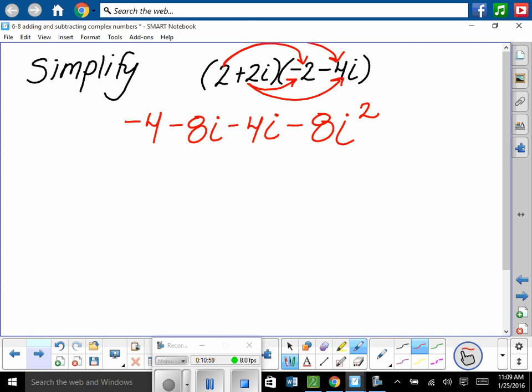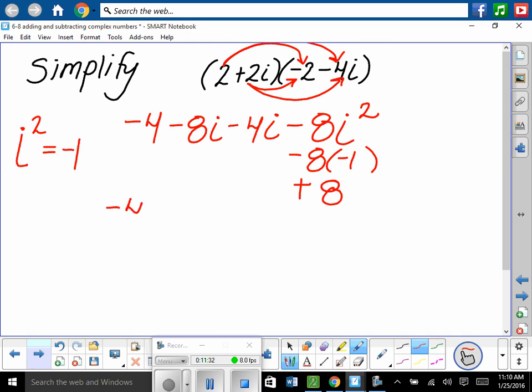Yeah. Okay, awesome. So now this is where we go off to the side and say, we know that i squared is equal to what? -1. So really, looking up here, don't we have -8 times i squared? Isn't that the same thing as -8 times -1? Does everybody see how I did that? Does it make sense? Okay. What's -8 times -1? +8.